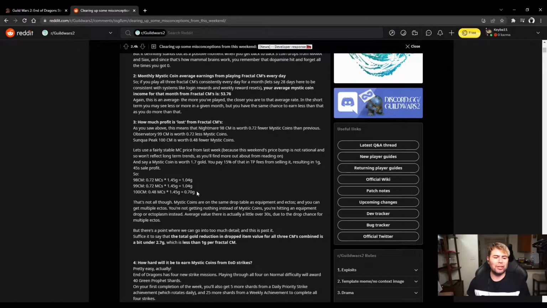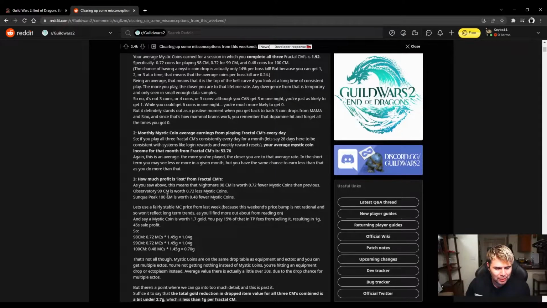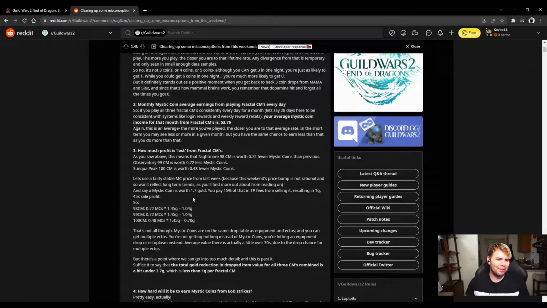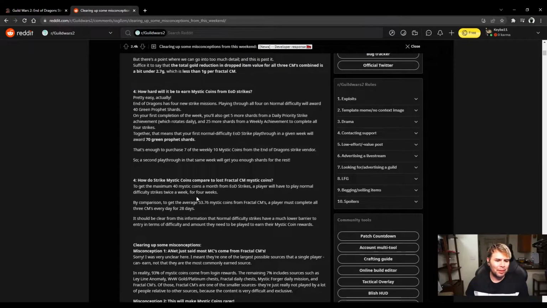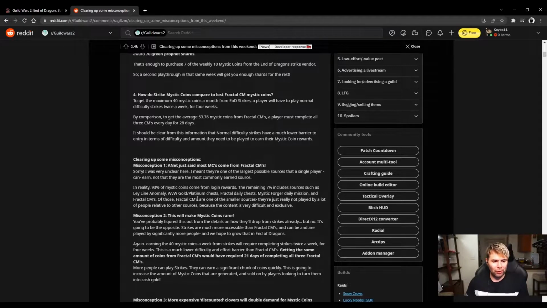So essentially, you're getting 0.7 Mystic Coins, or I believe that's what it says. Yeah, so it's worth 0.72 less Mystic Coins. And then the Sunquat Peak is like 0.48 Mystic Coin. So effectively, it's just small, trivial math. But they're not really removing them. One, they're not removing them.